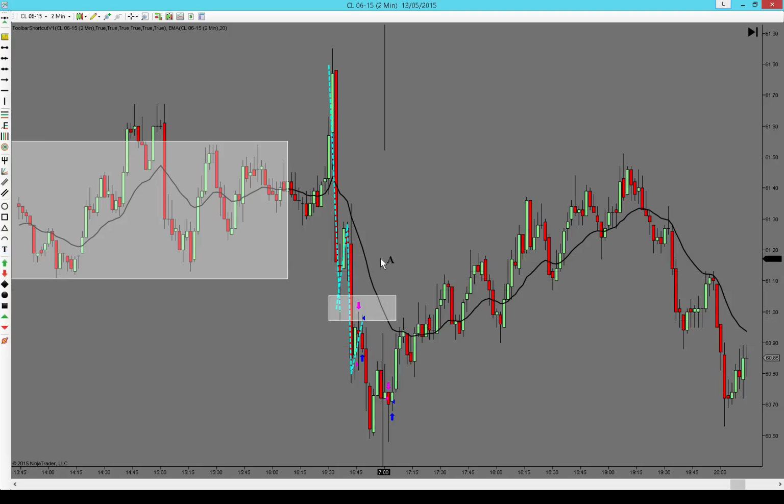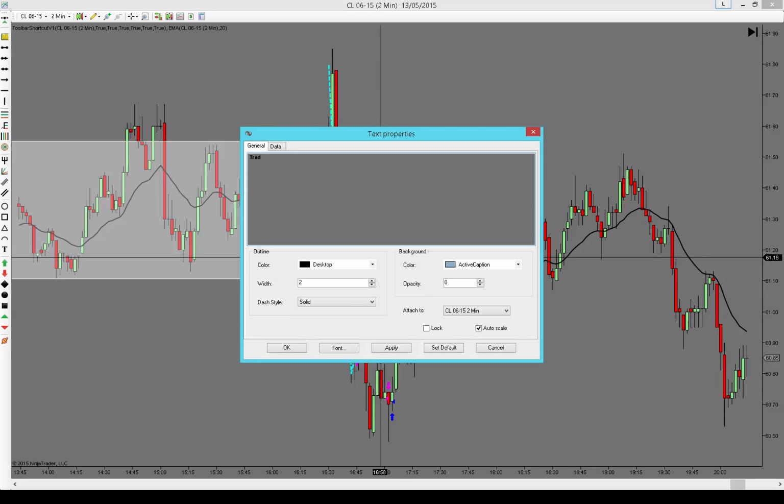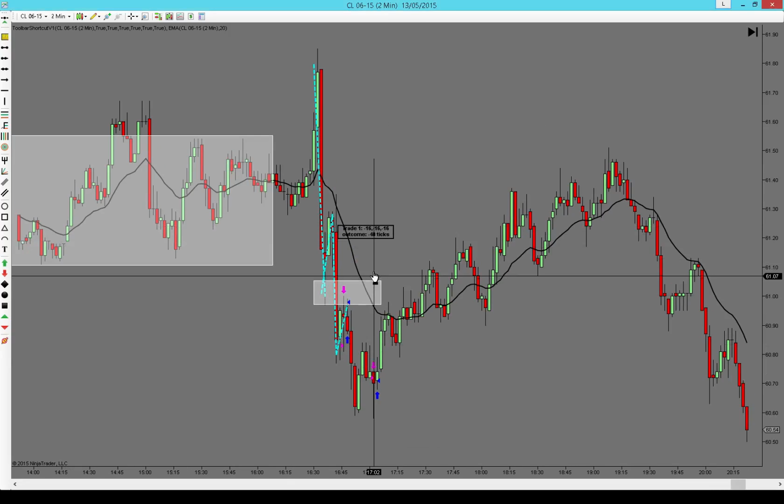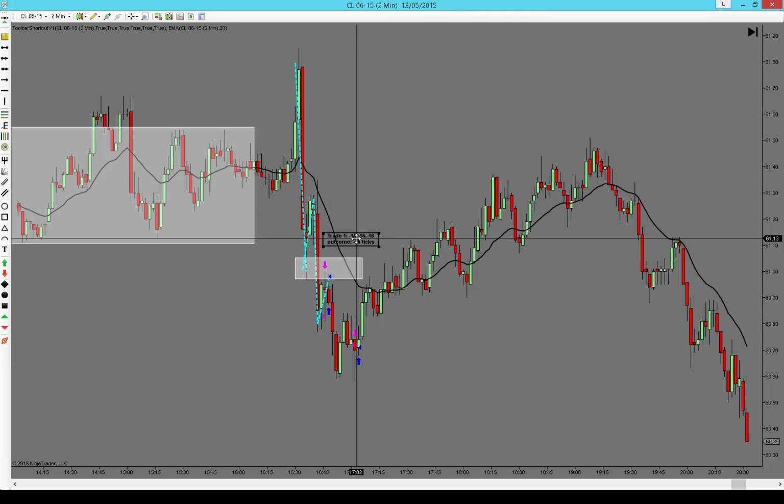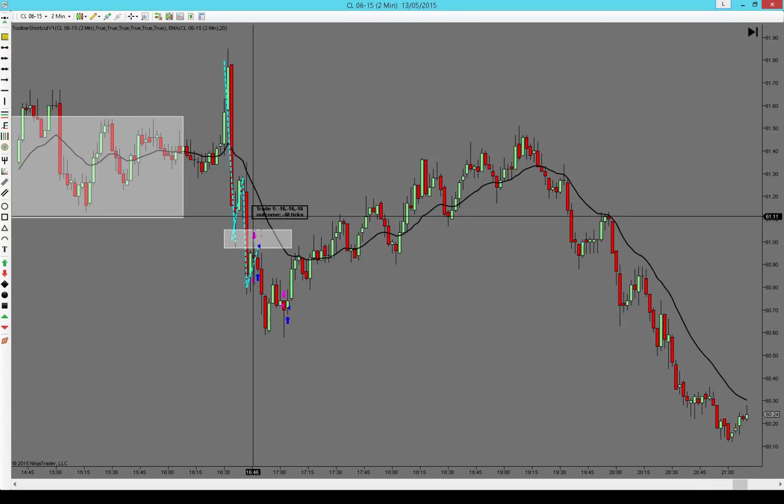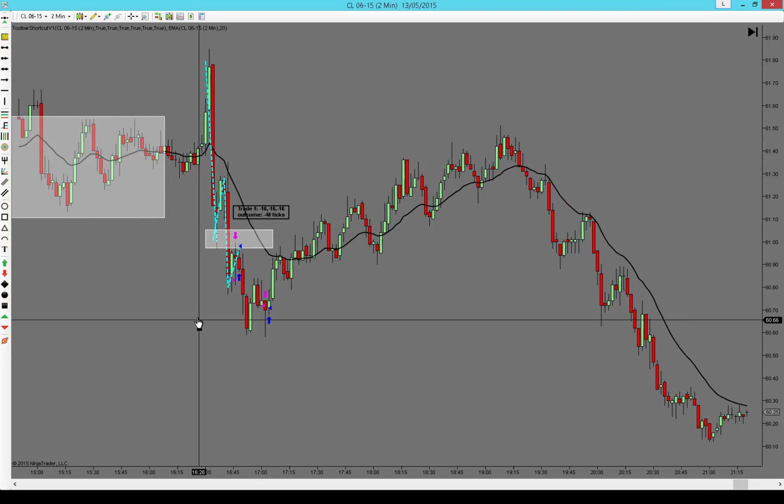So first trade of the day, minus 16, minus 16, minus 16. Minus 48 ticks. A little bit of bad luck here. Stopped out to the tick.